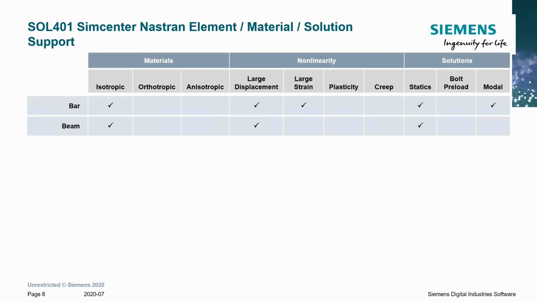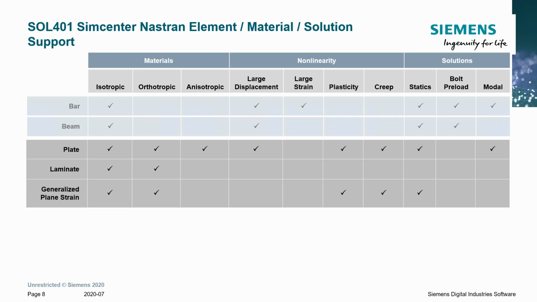Okay, this little chart just kind of shows you the different types of element types and the material models and the solutions that are supported in 401. And at some point, we'll probably make this presentation available as a PDF, most likely on the FEMAP community site.